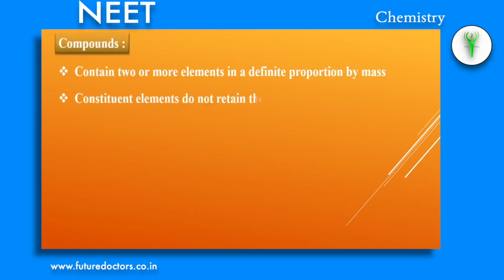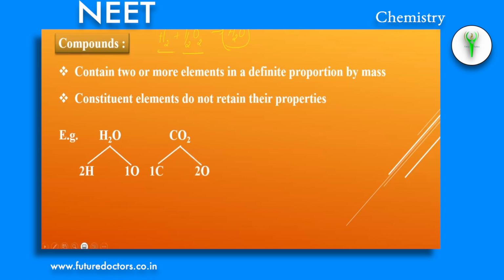Compound, how is a compound formed? By combining two or more elements. When two or more elements combine with each other in definite proportion by mass, they form a compound. The constituent elements do not retain their properties. Only in a mixture do the components retain their properties. For example, hydrogen and oxygen combine to form water. The properties of water are different from the properties of hydrogen and oxygen.